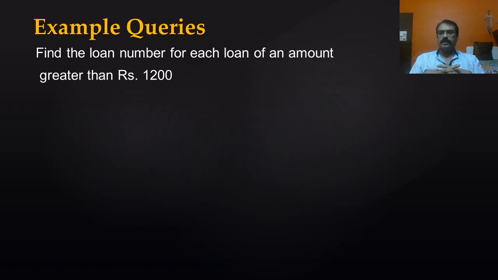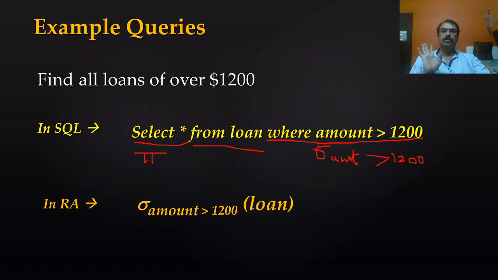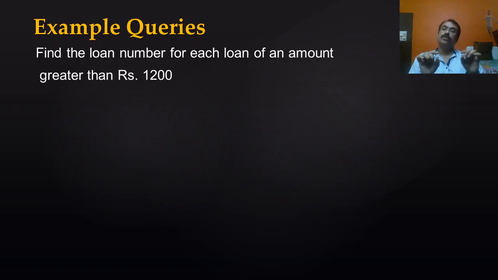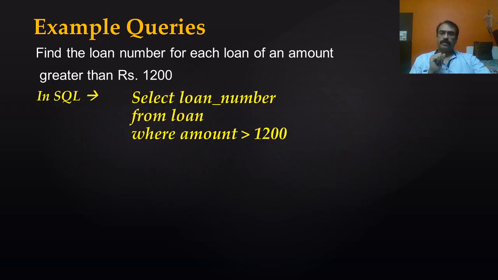Let us go for the second example. Now, what I want is to get the loan number for each loan of an amount greater than 1200. In the previous case, find all loans over 1200, all the details of loan were projected. In this case, find only the loan number. What I want is only the loan number from each loan of an amount greater than rupees 1200. Then in SQL, how are you going to write this? Select loan number from loan where amount is greater than 1200.